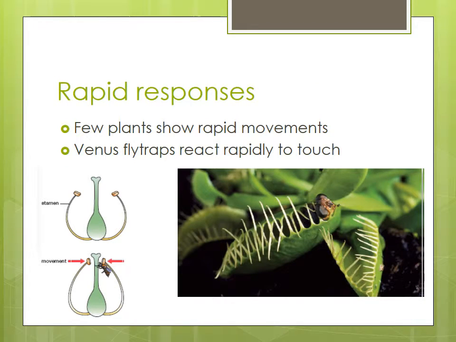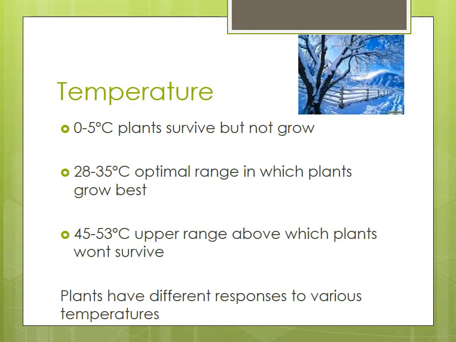Rapid responses are quick responses, and these are very few in the plant kingdom. The example that we have for this one is a Venus flytrap, and it rapidly responds to touch, so it's a thigmotropism that plant has.